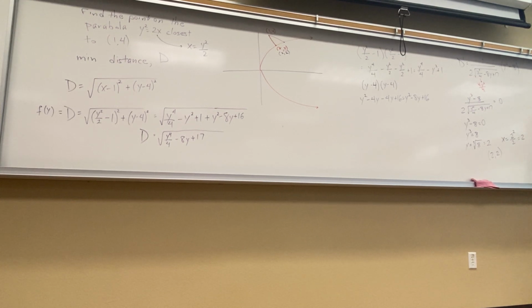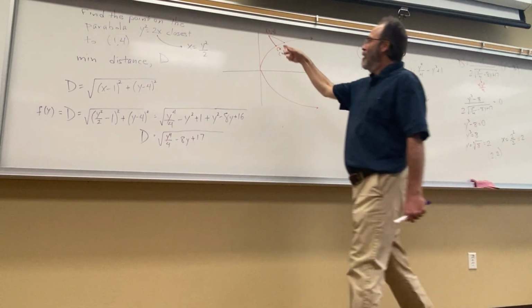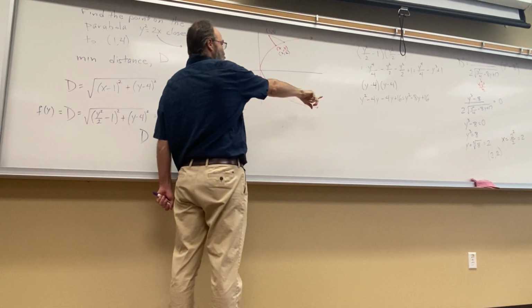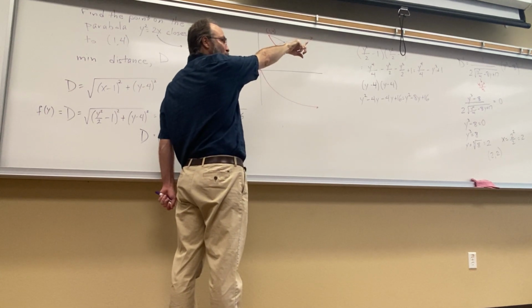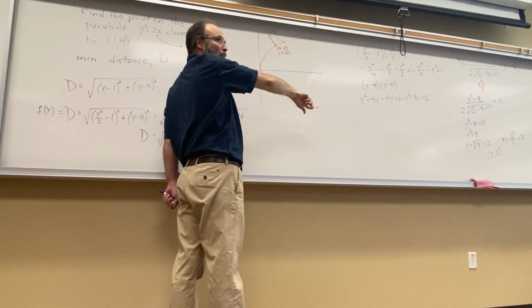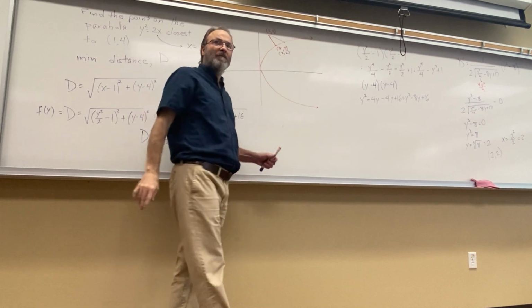And then once you find one variable, then you use that to find the other variable. Go back to the equation and use that to find the other variable. Okay. Now in this case, since it goes off to infinity in both directions, we don't need to worry about the endpoints because we know that they're not getting closer.